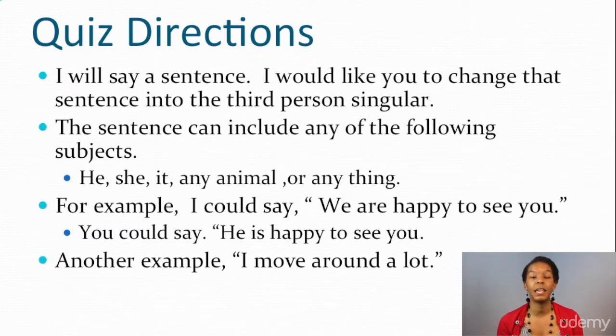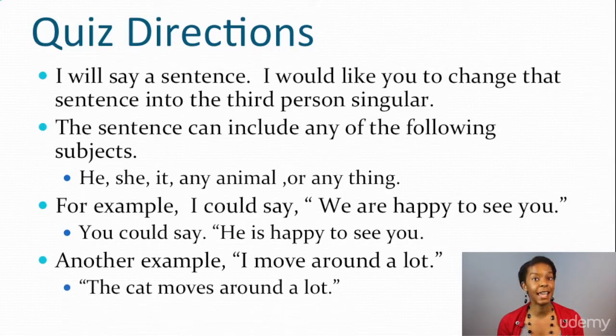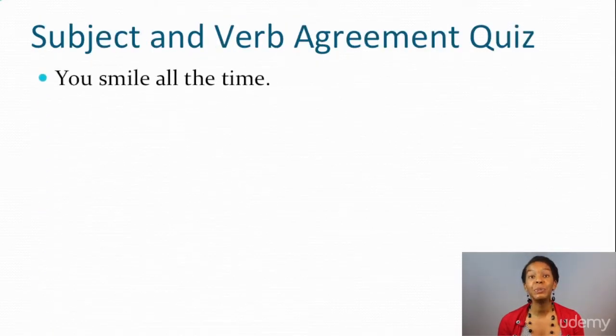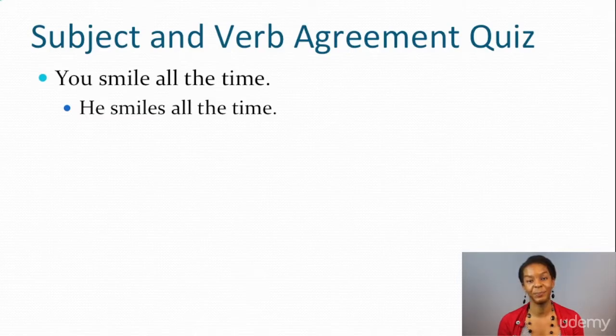Another example would be, I move around a lot. So you could say, the cat moves around a lot. Again, you want to choose any third person singular noun. All right, so let's give it a try. You smile a lot, or you smile all the time. Try to change that into the third person singular. An example answer would be, he smiles all the time.